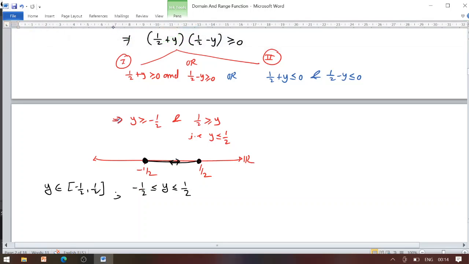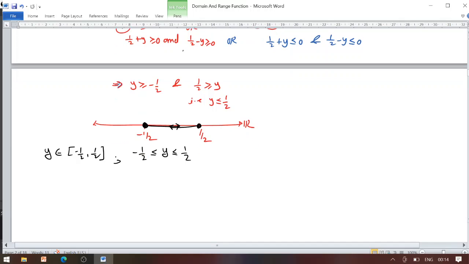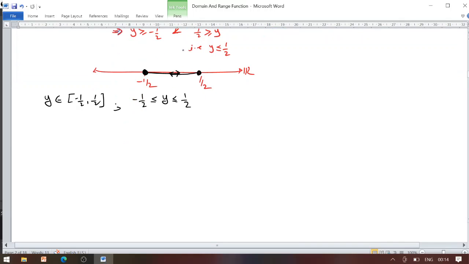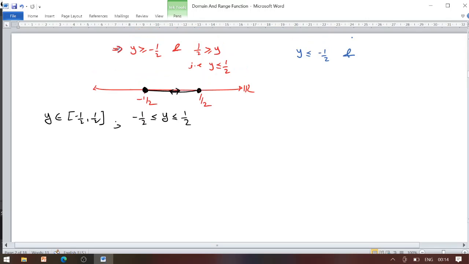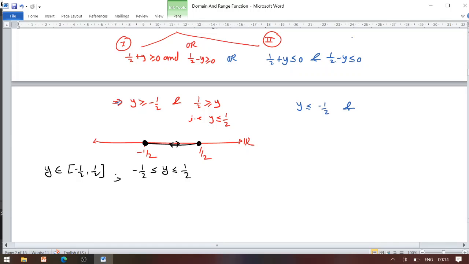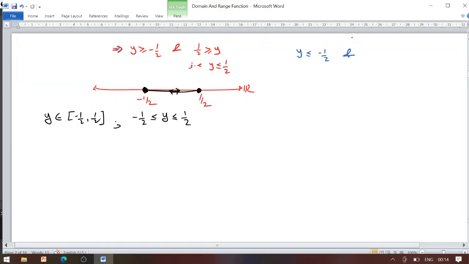We are having half plus y should be less than or equal to 0, means y should be less than or equal to minus half, and simultaneously we are having half minus half y should be less than or equal to 0, which implies half should be less than or equal to y, that is y should be greater than or equal to half.